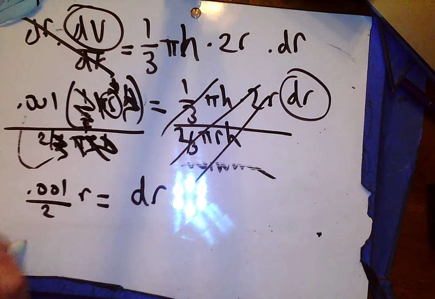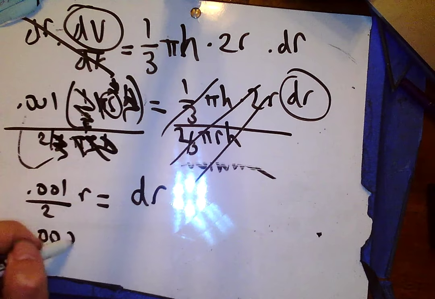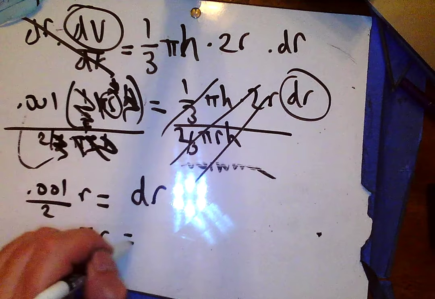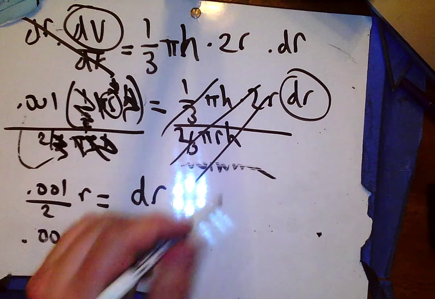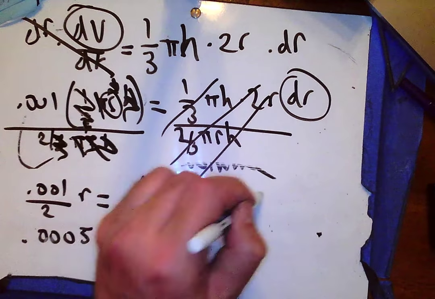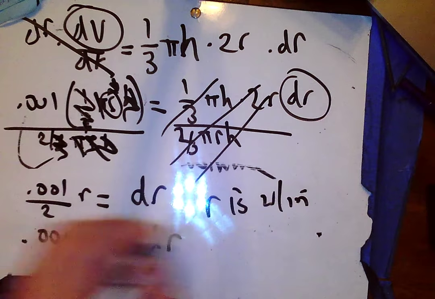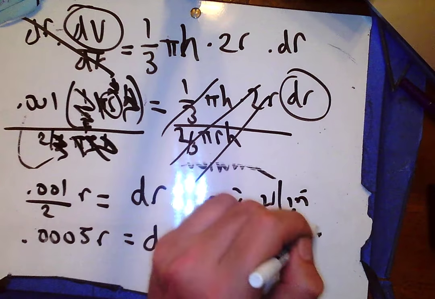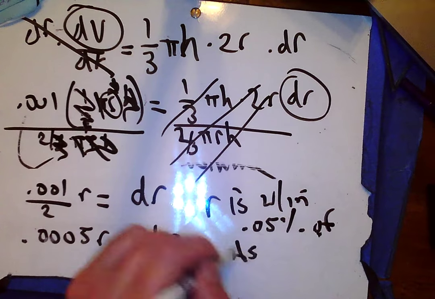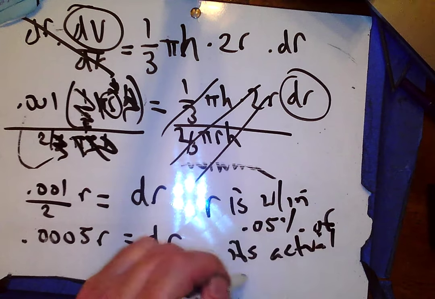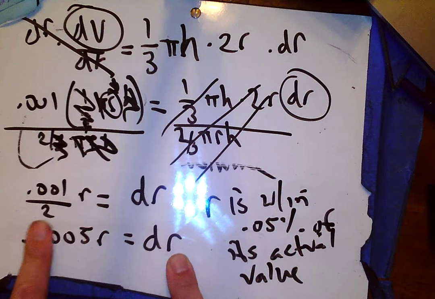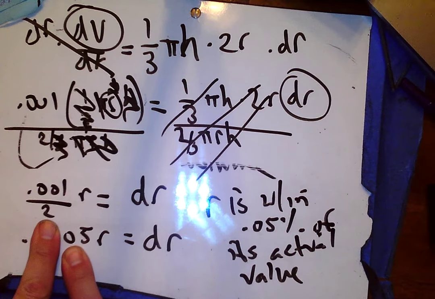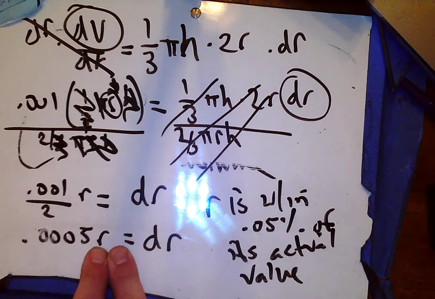Thank you. So this is 0.0005 r equals dr. Well, that's percent. So r is within 0.05% of its actual value. So do you understand what we're saying here? We're saying that change in r, that error in r, must be within 0.05% of actual r.